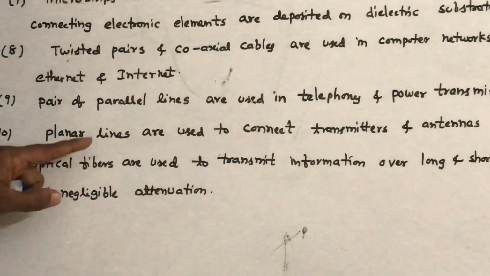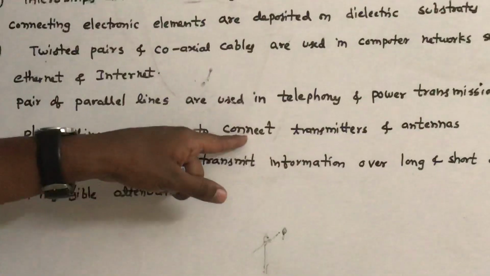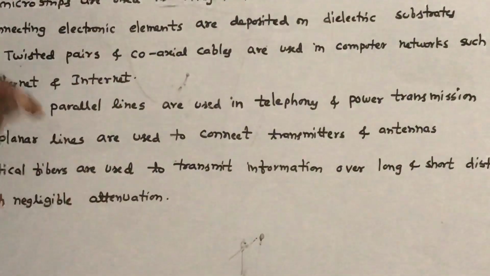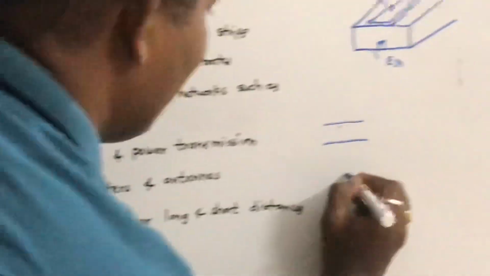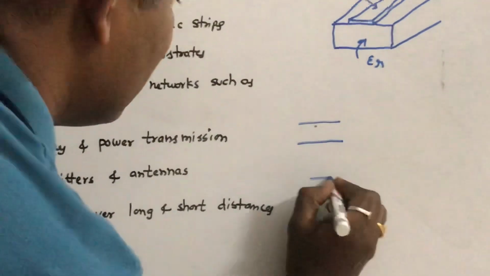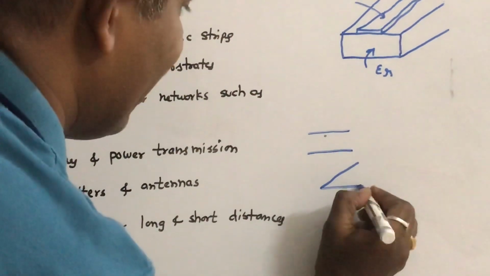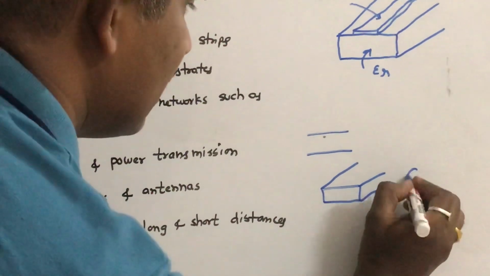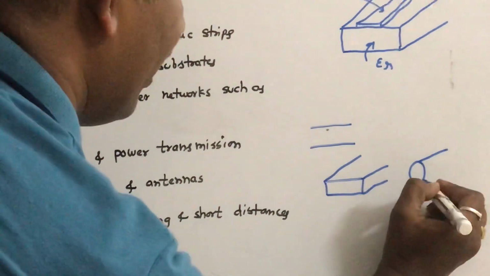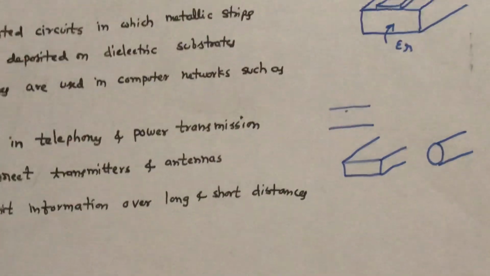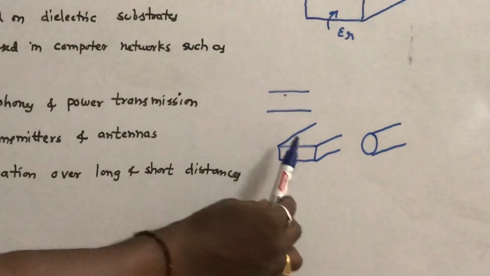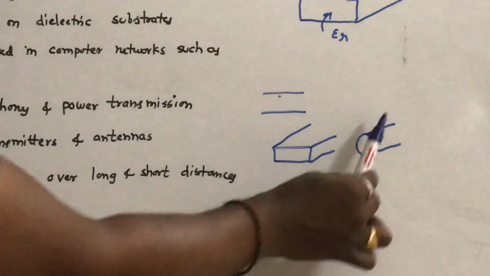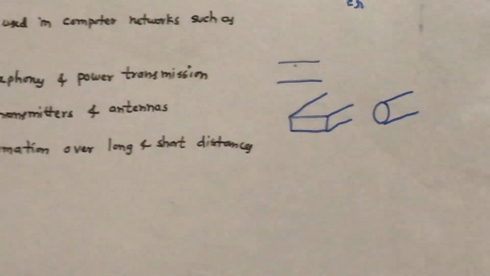Next, planar lines are used to connect transmitters and antennas. Planar lines means rectangular waveguides and circular waveguides. These are called planar transmission lines, which are used generally to connect transmitters and antennas in the microwave frequency range.